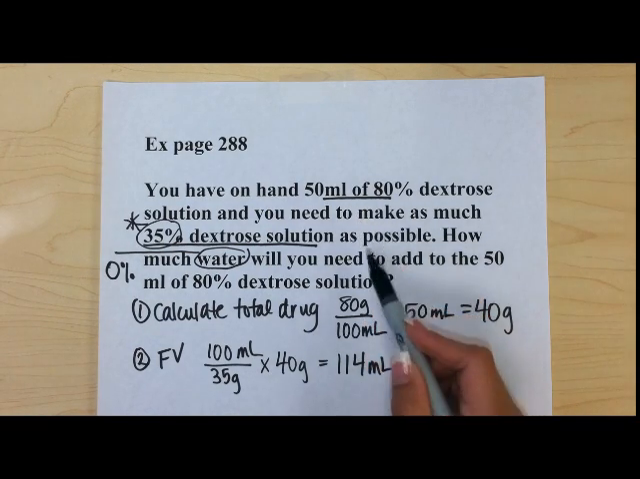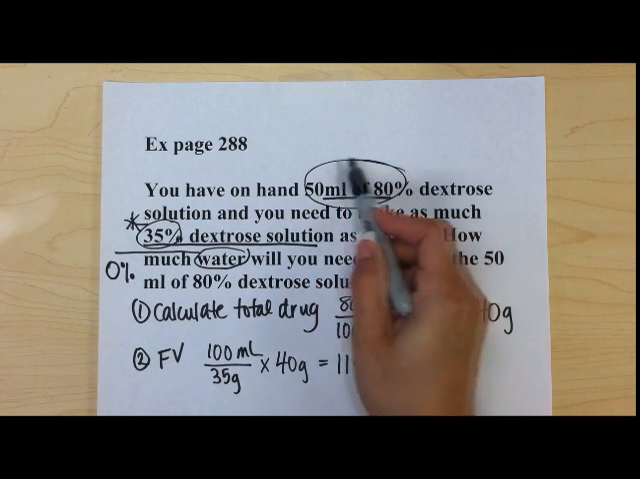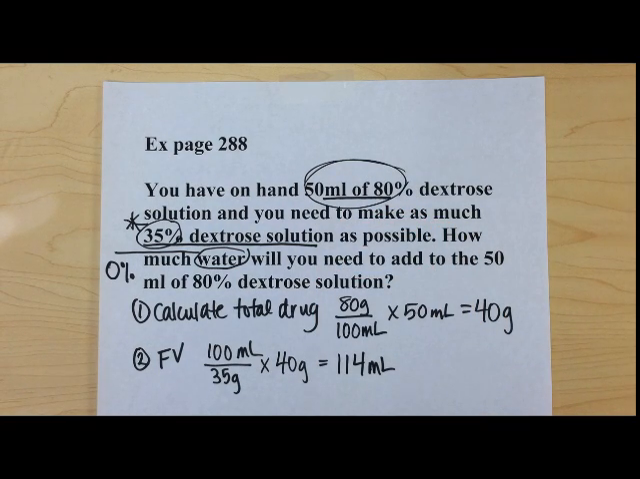They're telling me that I'm adding water to 50 mLs of 80% dextrose. So if this is my total volume, and I subtract 50 mLs, which is coming from that 80% dextrose, then the difference will be what I'm adding in water. You can round it to 64.29, but we'll just say 64 mLs is what we're going to add from the water.